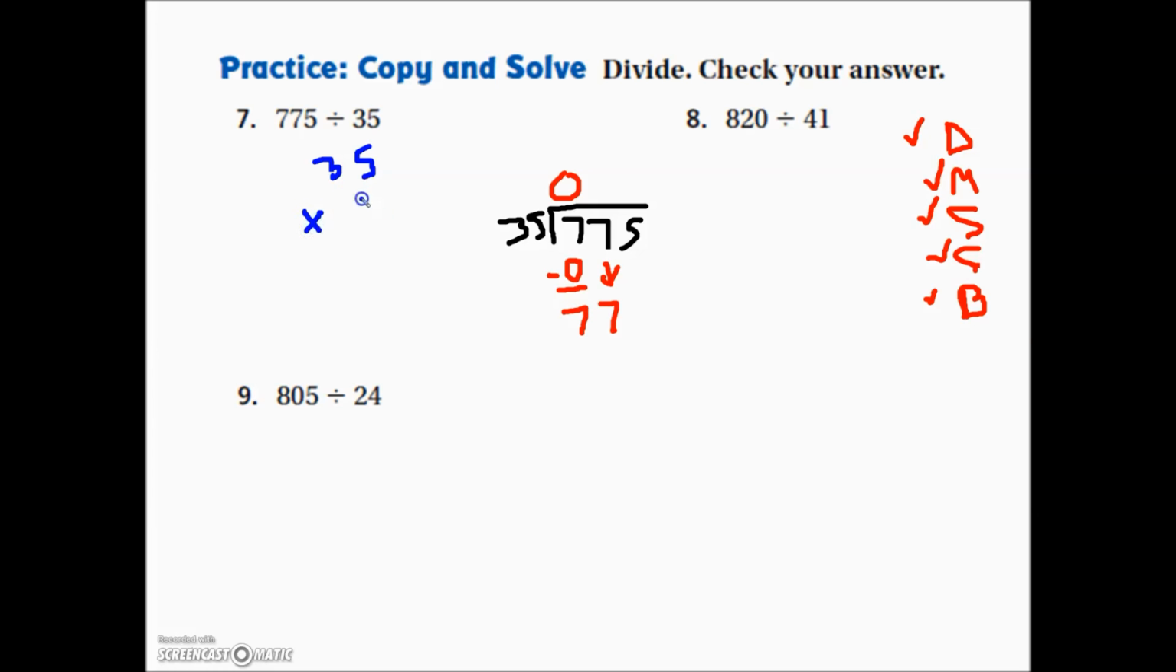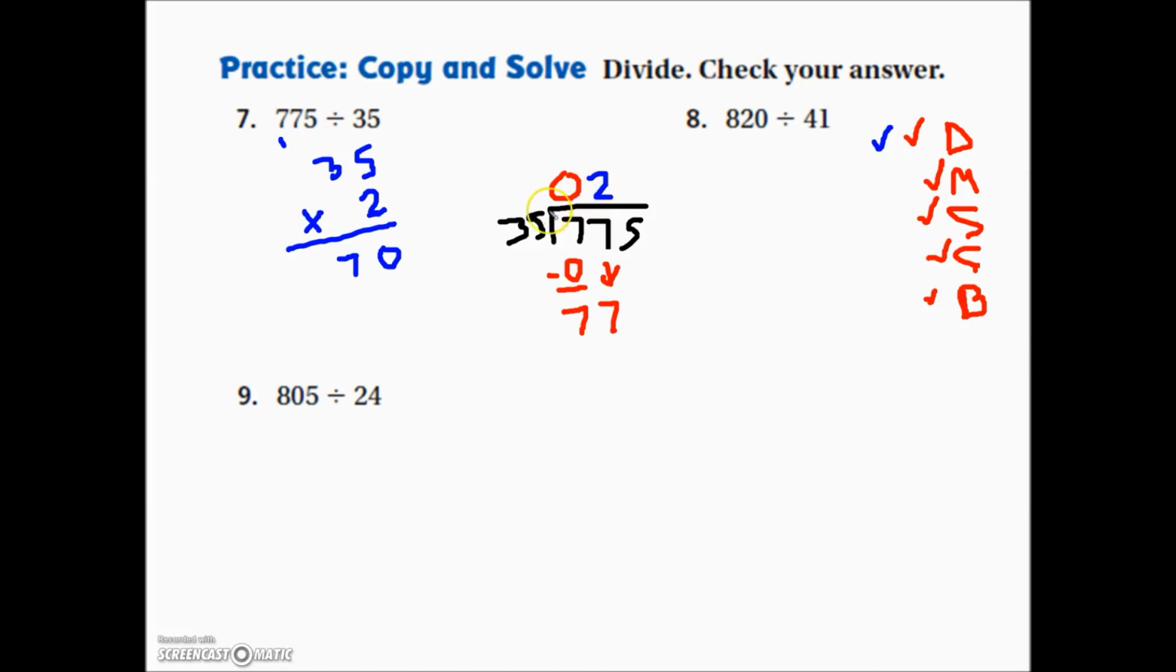So let me multiply this by 2 and see if it is close to 77 without going over. 5 times 2 is 10. 3 times 2 is 6, plus 1 is 7. I get 70. That's very close to 77, and it does not go over. So my divide step gives me a 2 up here.